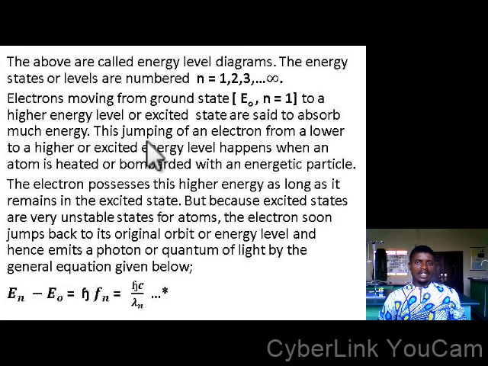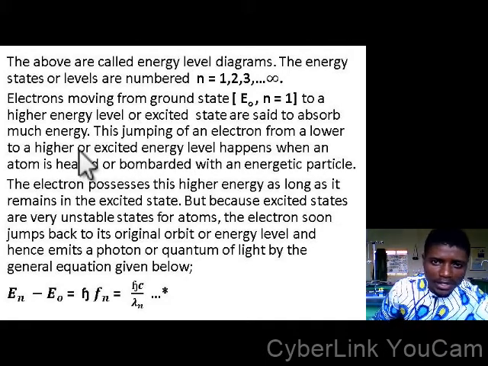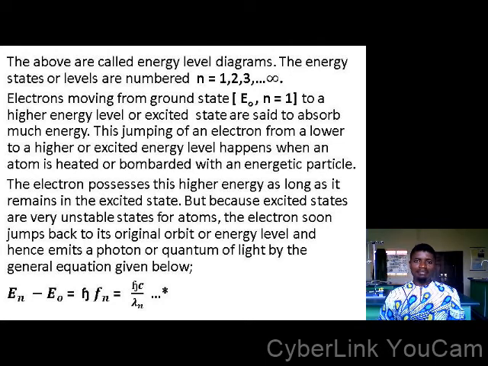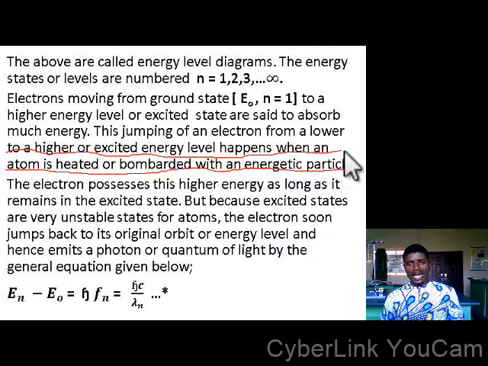I say that this quantum jump of an electron from a lower to a higher or excited energy level happens when an atom is heated. This point is worth taking note of. It happens when an atom is heated or bombarded with an energetic particle. So when they ask you the question, when do quantum jumps occur in an atom? Quantum jumps occur in an atom when it is heated or bombarded with an energetic particle.